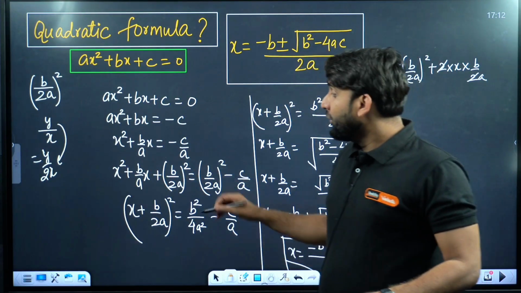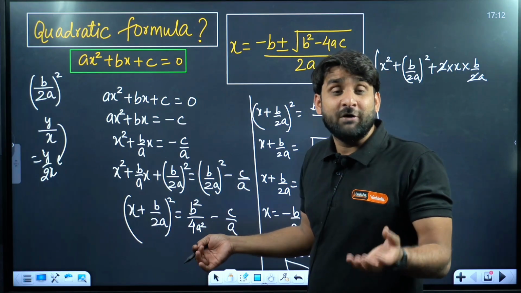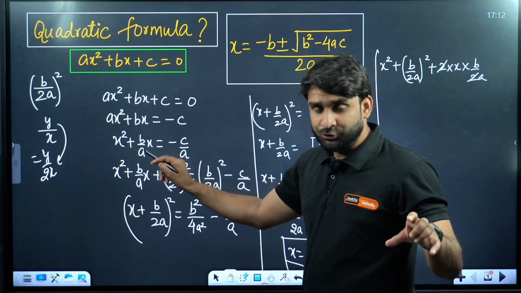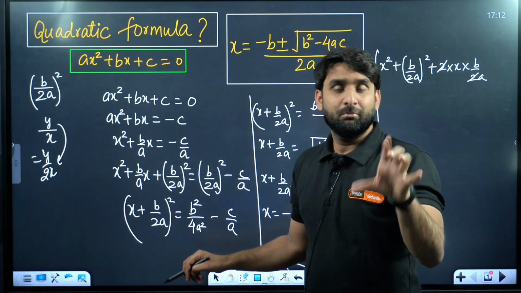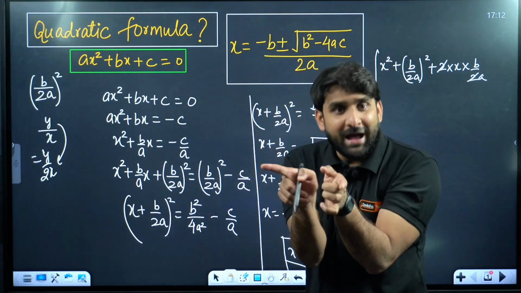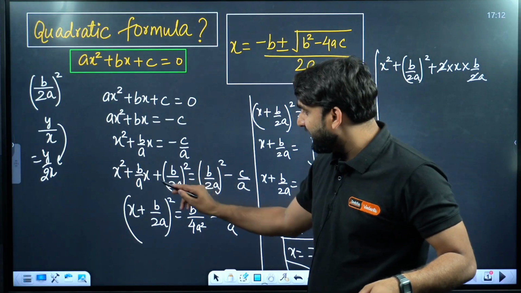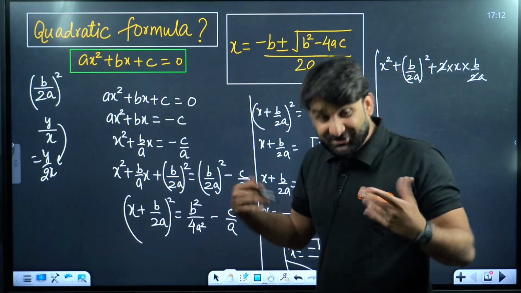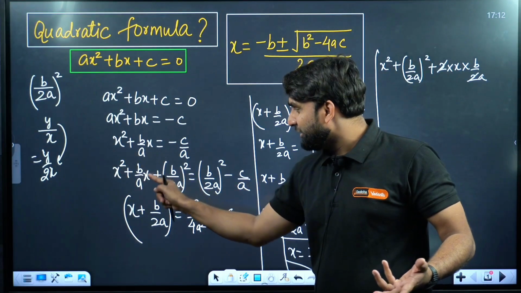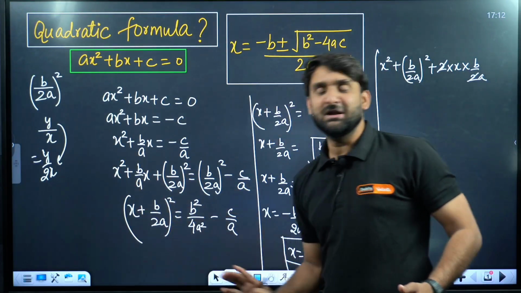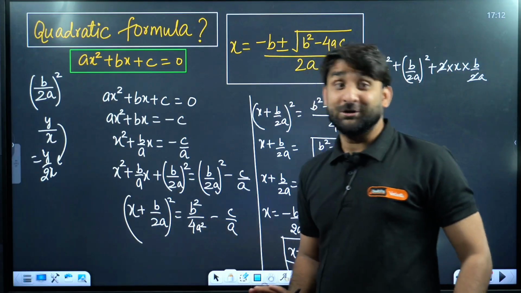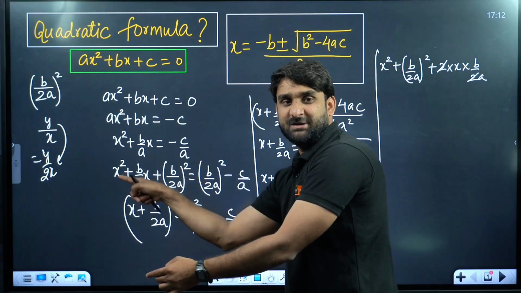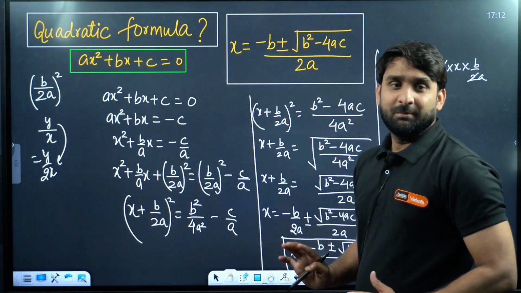Now what we have to do? We have to add the square of half of the coefficient of x. The coefficient of x is b by a, so half will be b by 2a, and the square of that. So we add (b by 2a) square on the left hand side and on the right hand side. Right? And magically this entire 1, 2, 3 family will become this identity, a plus b whole square. This is the expanded form of (a plus b) square, so we can write (x plus b by 2a) whole square.